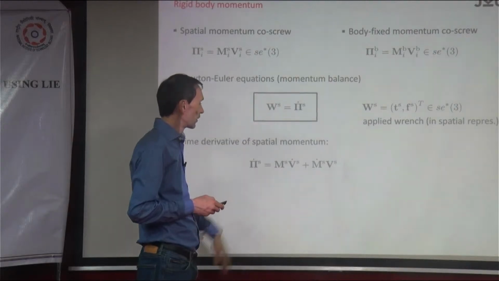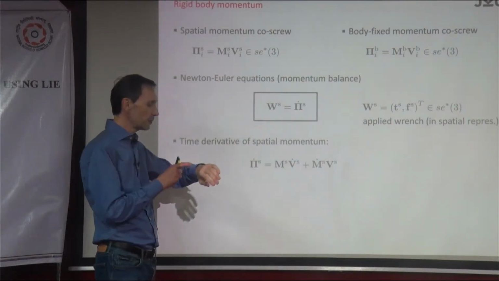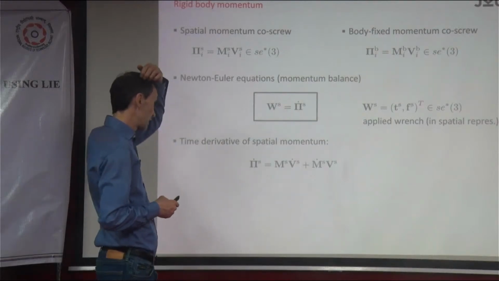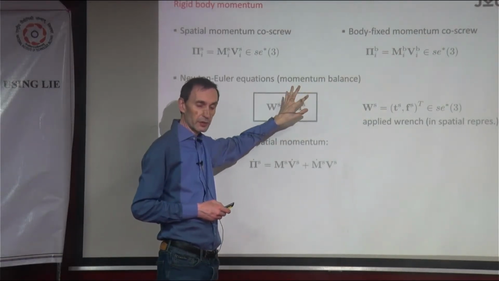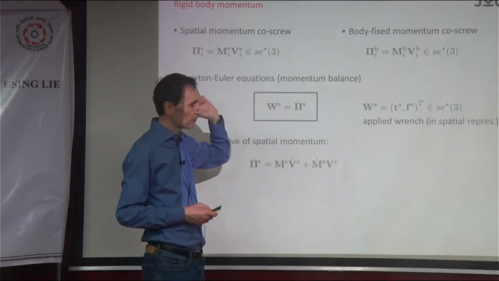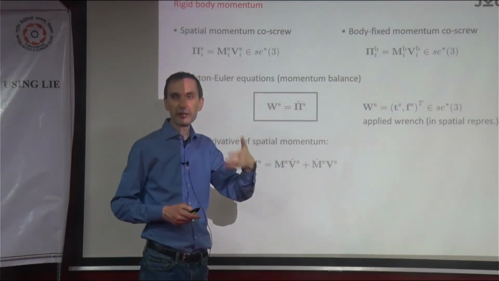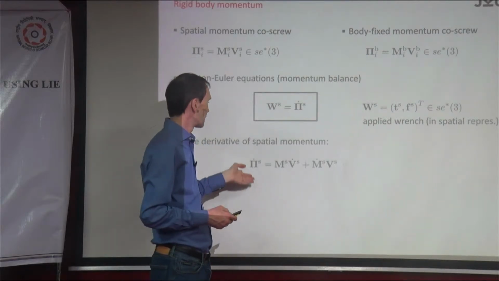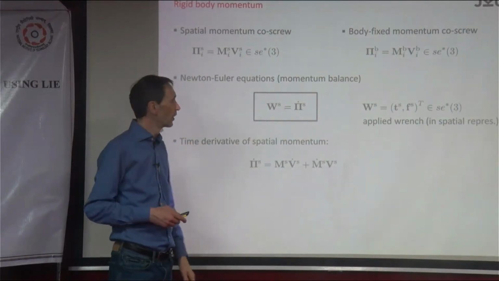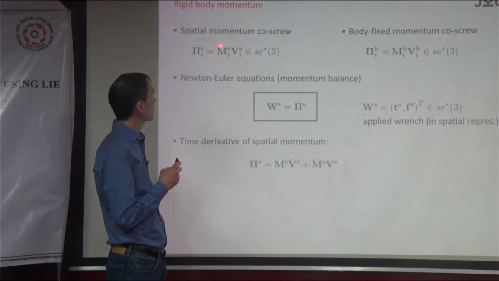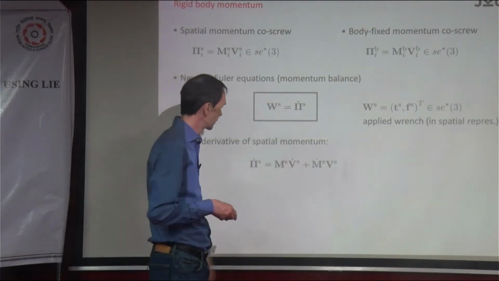Okay, now that's the point. Now we are almost there, because this statement, put it like this, says the change of the momentum is equal to the applied wrench. So we need to take the time derivative of the spatial momentum. We know the spatial momentum, it's here, m times v. So, product rule, then we have this.